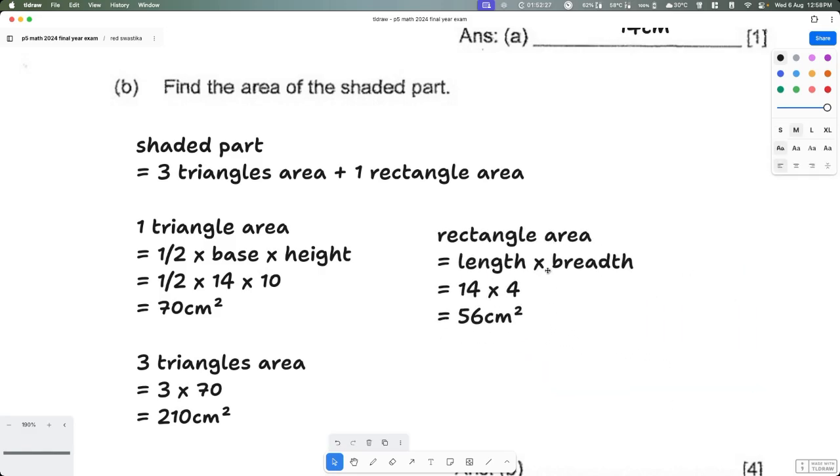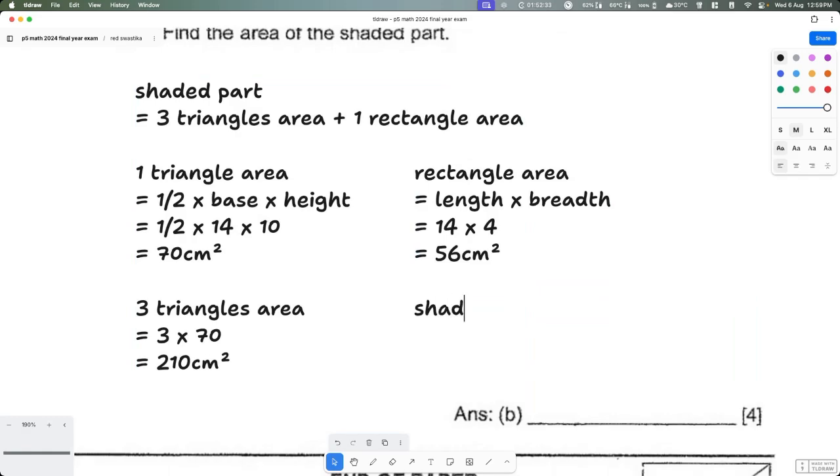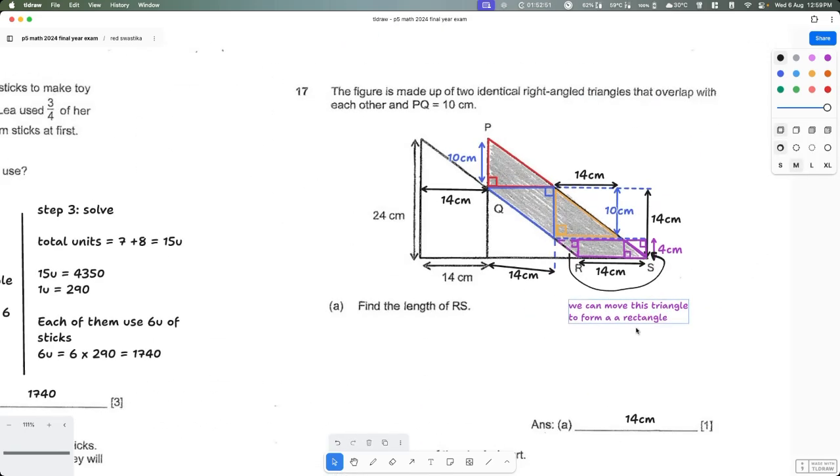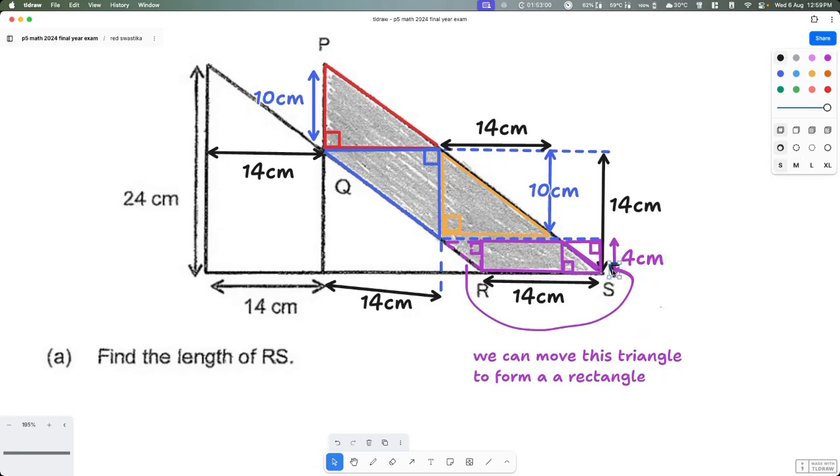Okay, so now we know the rectangle area. Then the last part is the shaded part. The shaded part is equal to 3 triangles, 210 plus 56. Okay, and what will this give us? This will give us 266 centimeter square. That's it. So this is a really tough one. 4 marks worth, I think so. But this is something that you really need to think about as much as possible. Okay, so I'm going to push this 4 centimeters away, something like this. Okay, and then draw a line. That's what I see over here.